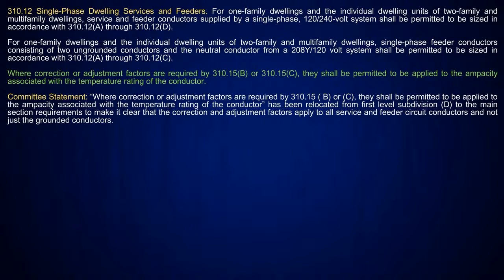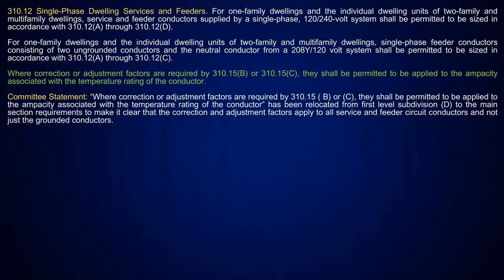If you go look at 110.14(C), it talks about your ampacity adjustment and correction factors, or both, based on the rating of the conductor. All they're doing is aligning with that, because this is getting out where you're dealing with service and feeder conductors, and just not the grounded conductors.